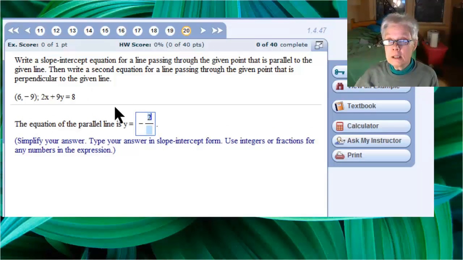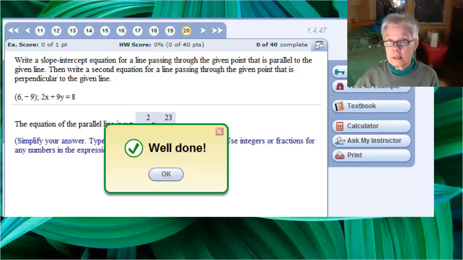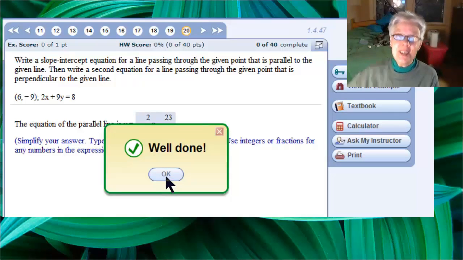Negative 2/9, right arrow, then x, minus 23/3. Check the answer. Well done. All right.